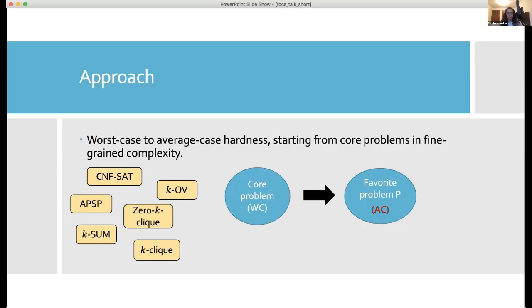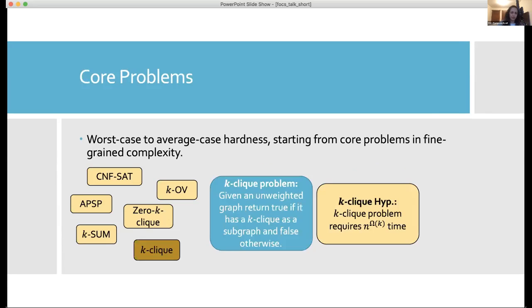And before diving more into the previous work and our results, I want to quickly define the K-clique problem because I'm going to mention it a lot. The K-clique problem says that given an unweighted graph, return true if it has a K-clique as a subgraph and false otherwise. And the K-clique hypothesis says that the K-clique problem requires n to the omega of K time. Another thing to note is that a lot of the times we use the counting version of these problems. For example, counting K-clique asks you to return the number of K-cliques in a graph.